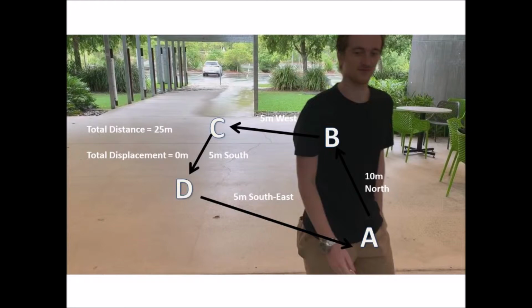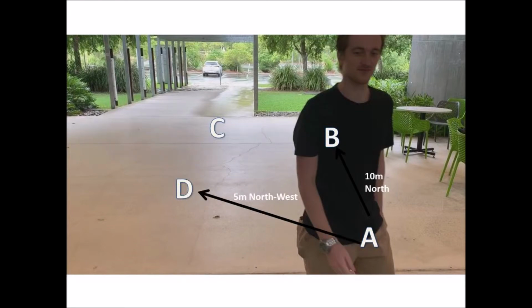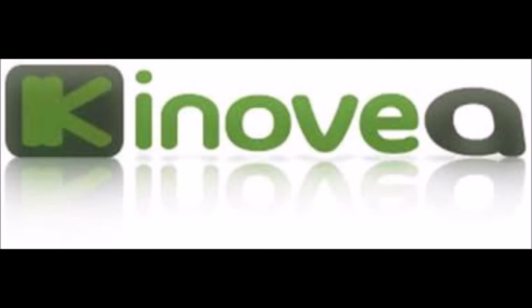However, if we were to measure the displacement, we would measure the change in position of an object from its initial position. In this example, the biomechanics student has had a net change of 0 meters. He is now back at his starting position. At different points, we can refer to the displacements at different magnitudes and directions. So at point B, he has a displacement of 10 meters north, and at point D, he has a displacement of 5 meters northwest.